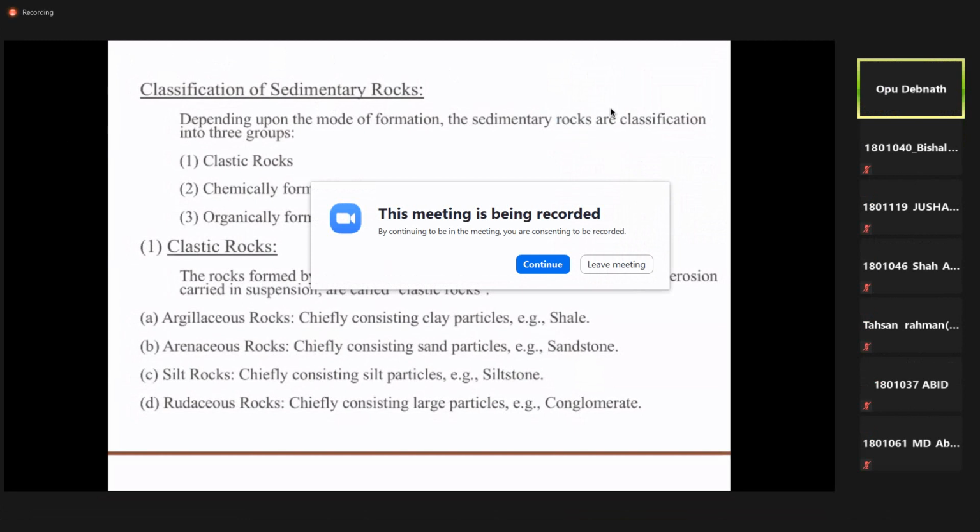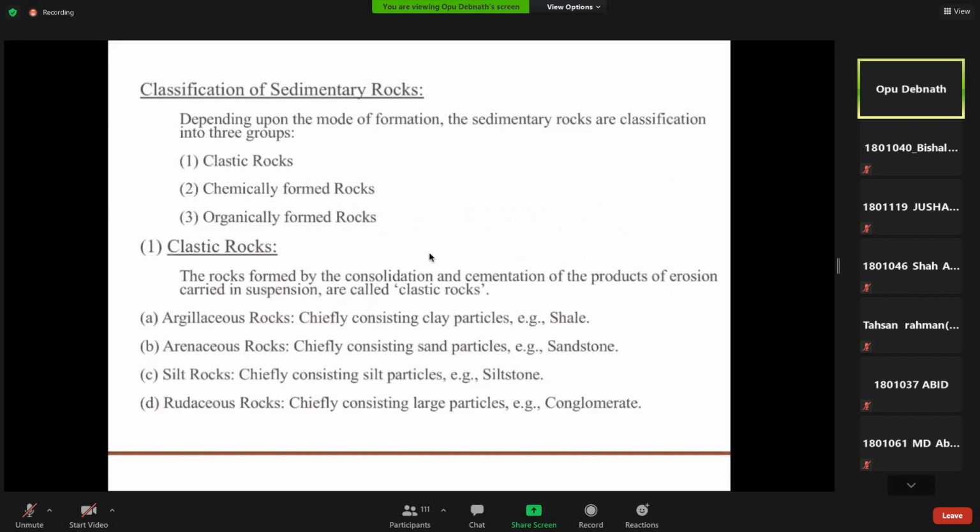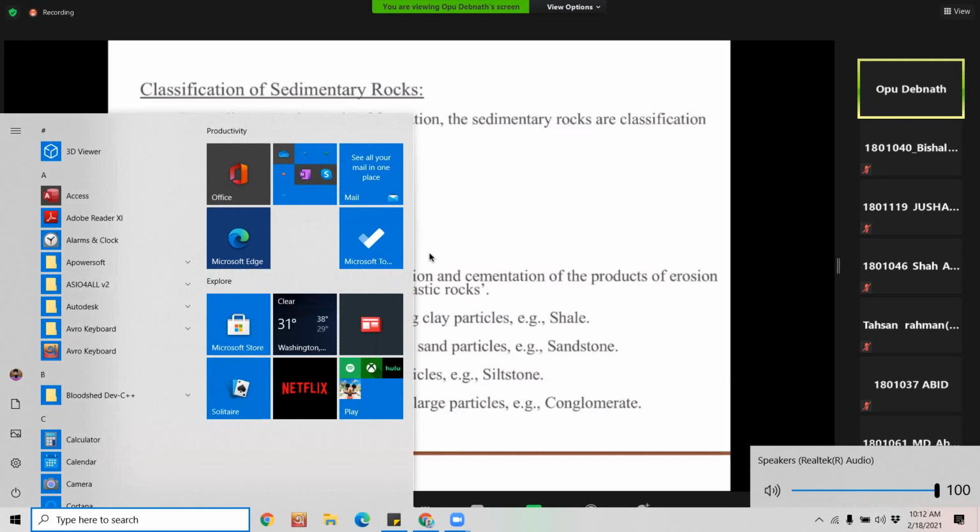Here, let's start our today's lecture. And last class, we studied about the igneous rocks, its formation, different types of igneous rocks, and thereafter the lithification process in which the igneous rock is transformed to sedimentary rock. Also, the different agents and processes responsible for sedimentary rock formation.